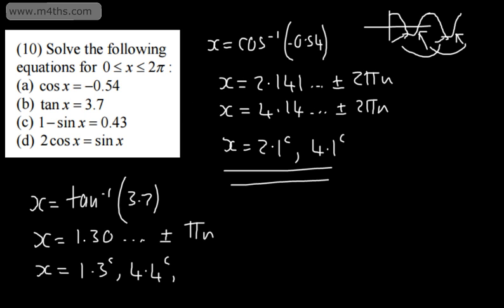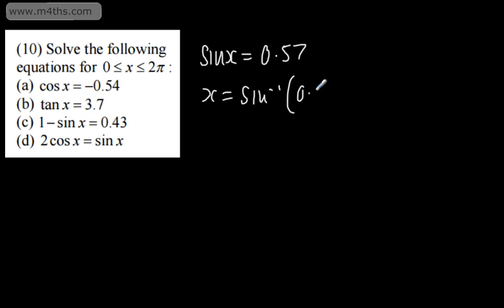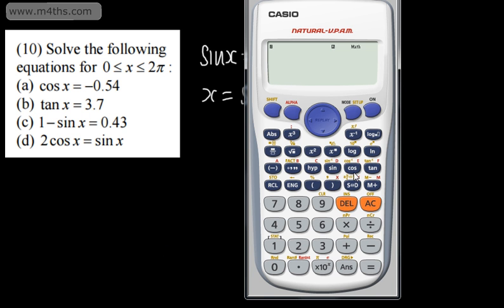Okay, this one right here, let's go ahead and do this one. So what we've got here is 1 minus sine x is equal to 0.43. So adding sine x to both sides and subtracting the 0.43, we can say that sine x is equal to 0.57. So all we've done is rearrange that one, and nice and straightforward from here. x is equal to the inverse sine of 0.57 radians. So it's the inverse sine of 0.57, which will give us our answer in radians. So shift sine of 0.57. That's going to give us 0.60.